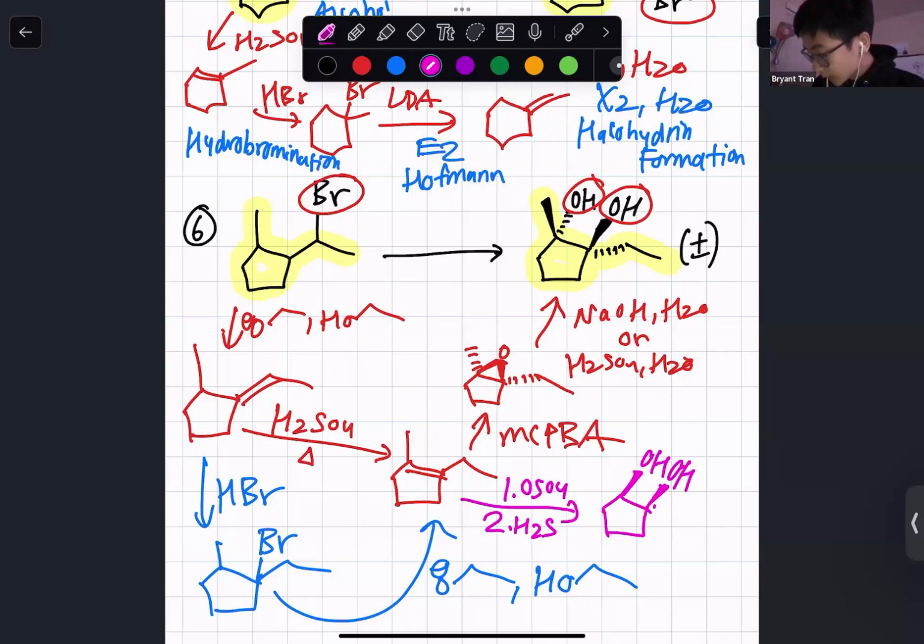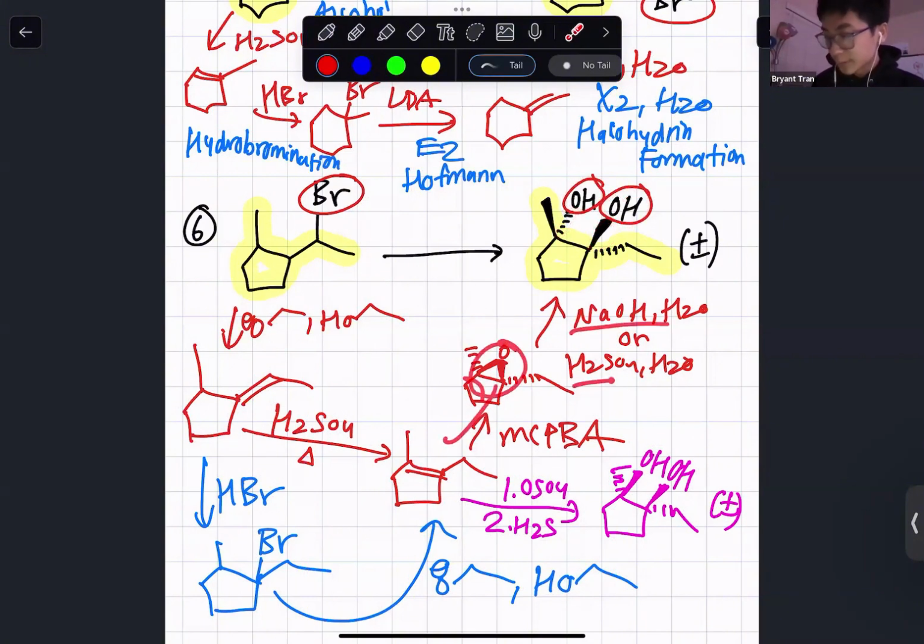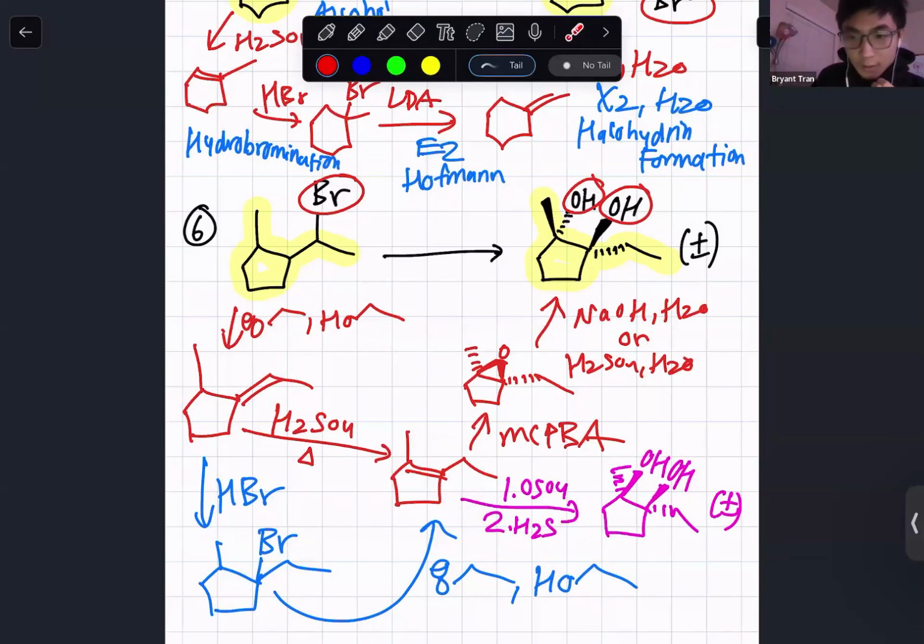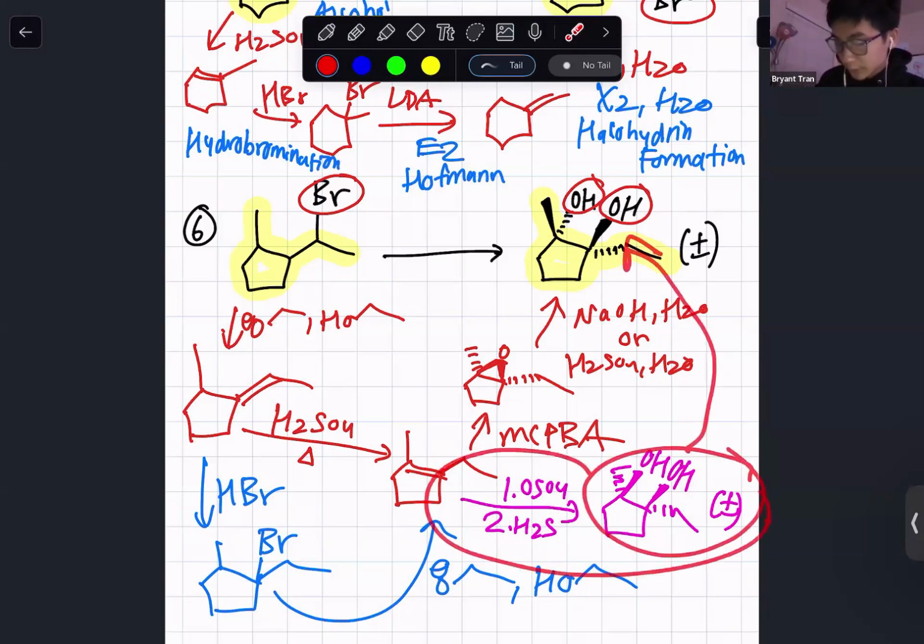If one is wedge, the other one would have to be wedge as well. If it is dash, then the other one would have to be dash as well. But we don't have syn alcohols, we have anti-alcohols. So we have to go through this epoxide and then open it up with acidic or basic conditions. Doesn't matter here. Right, so osmium tetroxide is the other route, which makes the two alcohols syn to each other. So if this was your product in synthesis instead, then you would do this route here. But we didn't have that, so we wanted to go through this route here.